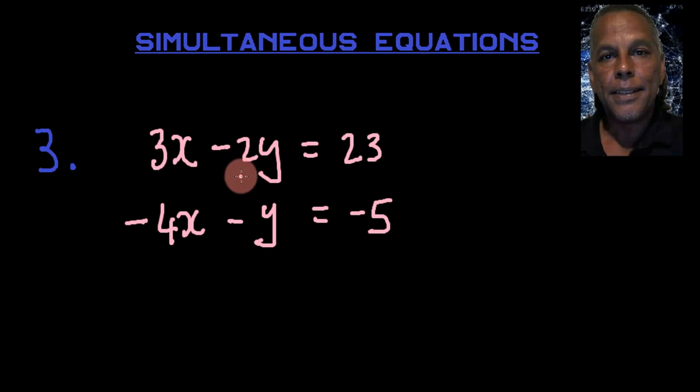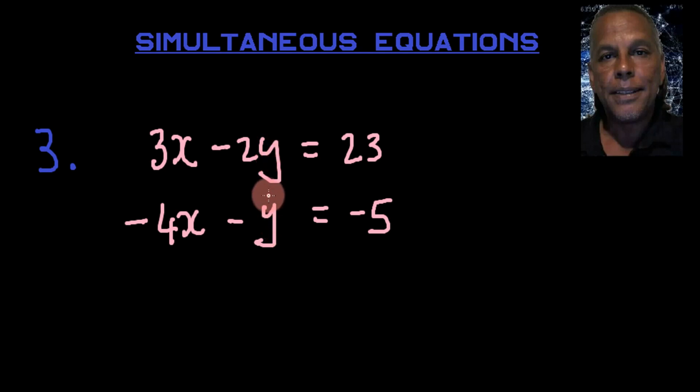When we use the method of elimination to solve simultaneous equations, we want either the coefficients of the x's or the coefficients of the y's to be the same. In this case, the coefficients of the x's are not the same. We have a 3 here and a negative 4 here. Neither are the coefficients of the y's, because we have a negative 2 in the first equation, but negative 1 in the second equation. We can make either the coefficients of the x's or the y's the same. In this case, it will be easier to make the coefficients of the y's the same.